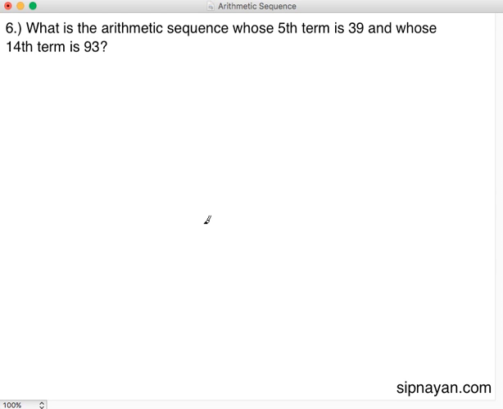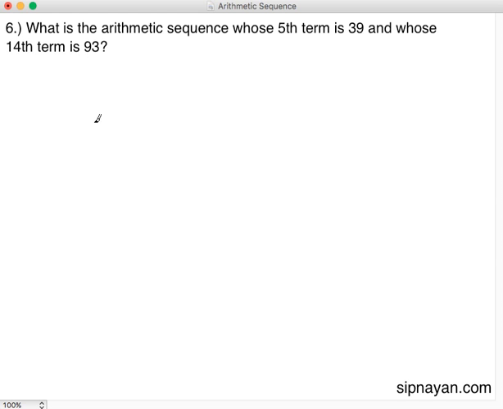And pang-anim na problem na tayo dito sa ating series. Dito isosolve natin yung another arithmetic sequence problem. So, let's start. What is the arithmetic sequence whose fifth term is 39 and whose 14th term is 93?